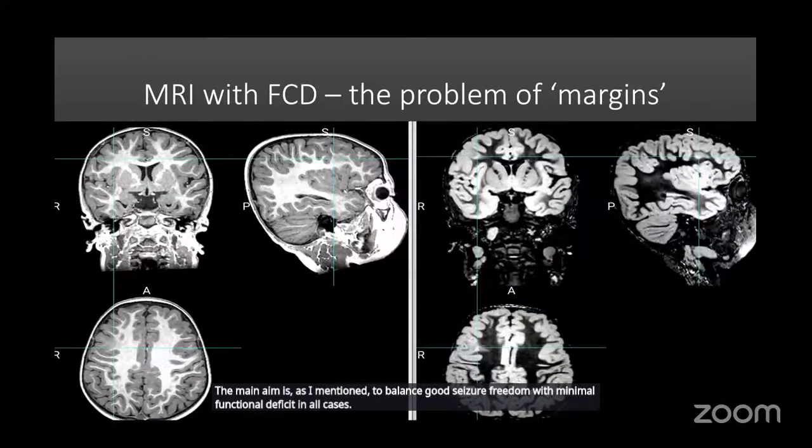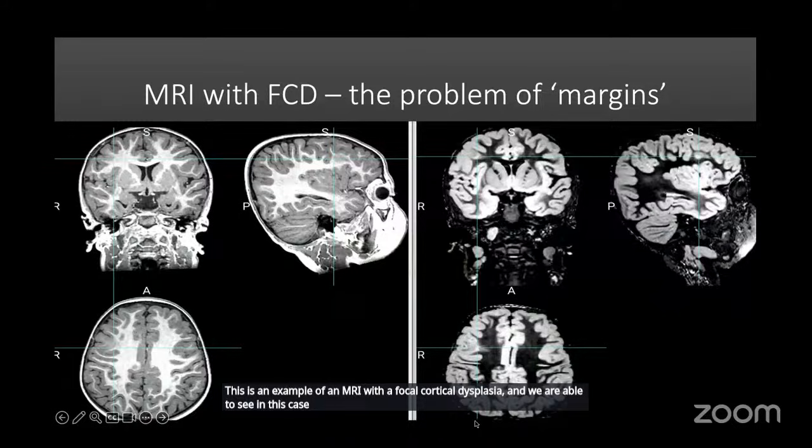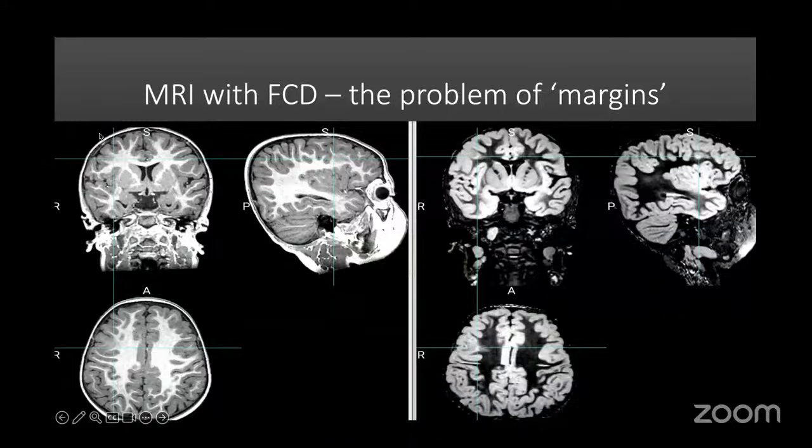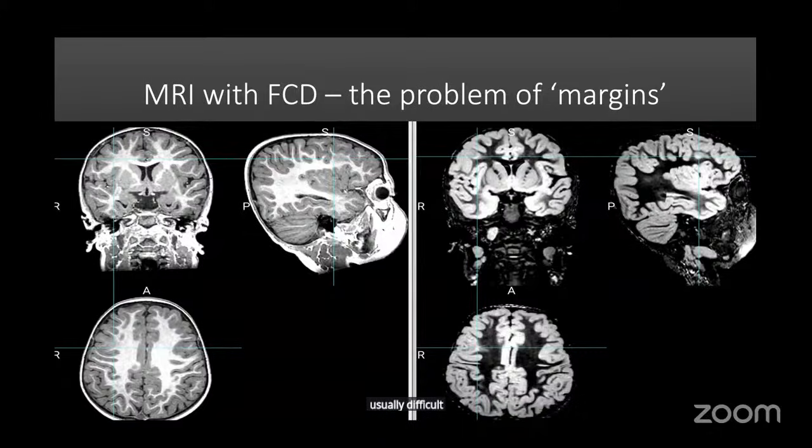This is an example of an MRI with a focal cortical dysplasia, and we are able to see in this case basically an area where the crosshatch is a small focal cortical lesion. While it's clear in the MRI, intraoperatively, this looks absolutely like normal brain. And the margins are usually difficult to visualize or to appreciate. And that's where ECOG can actually help.